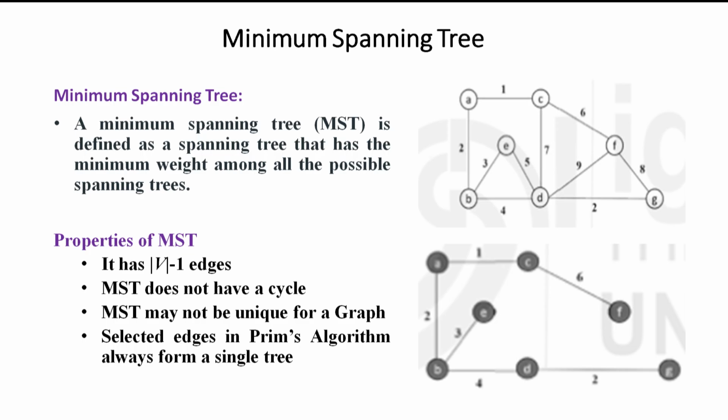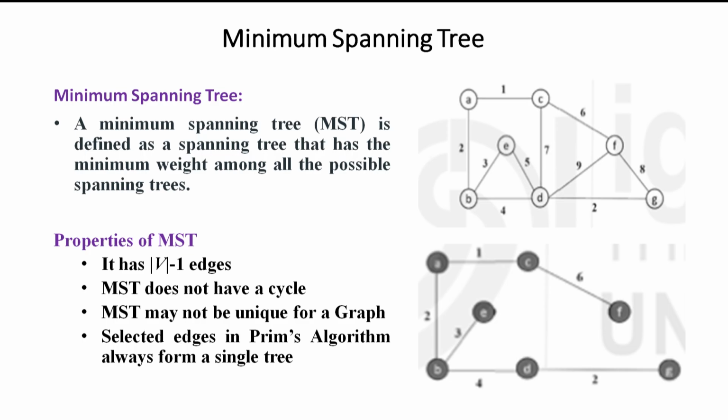And because it is a tree, a minimum spanning tree is also a tree, so it does not have a cycle, because if there is a cycle then that is not called a tree, it becomes a graph. And an MST may not be unique for a graph, there may sometimes be more than one minimum spanning tree possible for a given weighted graph.